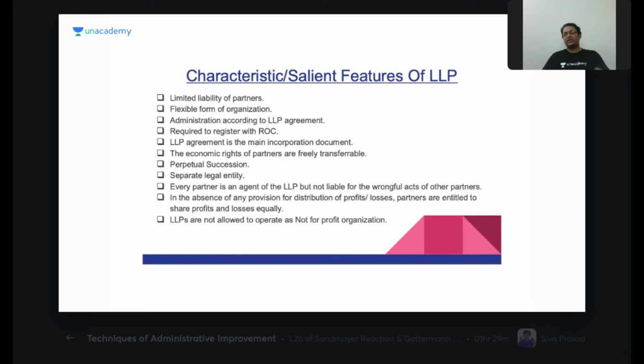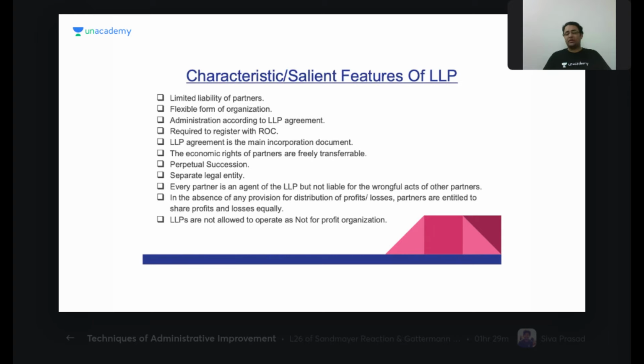A person can transfer his share, 50%, 25%, 30%, or his interest in the LLP business to anyone else without anyone's permission. Or if anything is mentioned in the LLP agreement, he is bound by those terms and conditions. And if nothing is mentioned in the LLP agreement, he is free to do what he wants.